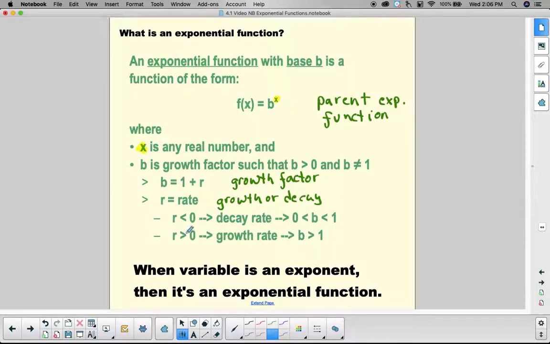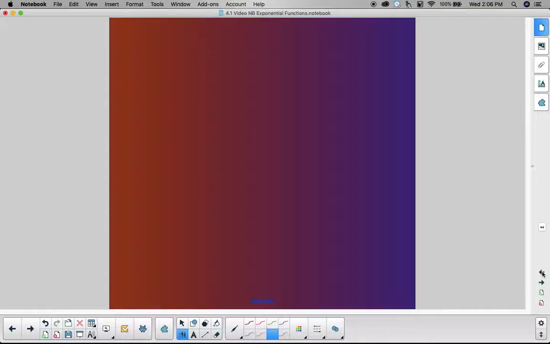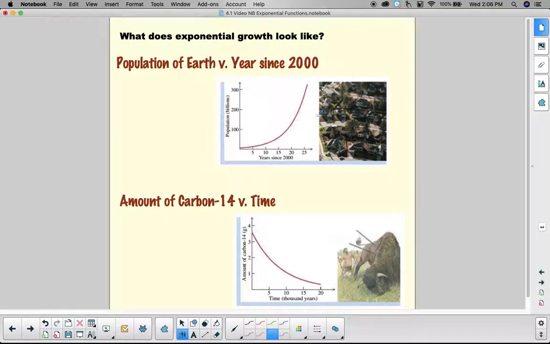If the growth rate is positive, then that means that the base is going to be greater than 1 because you add the rate to 1 to get your growth factor. And that's when things are going to be growing exponentially, like the population of the Earth since 2000. So here we have growth. The base is greater than 1, and the rate is greater than 0. Remember that the base is equal to 1 plus r.